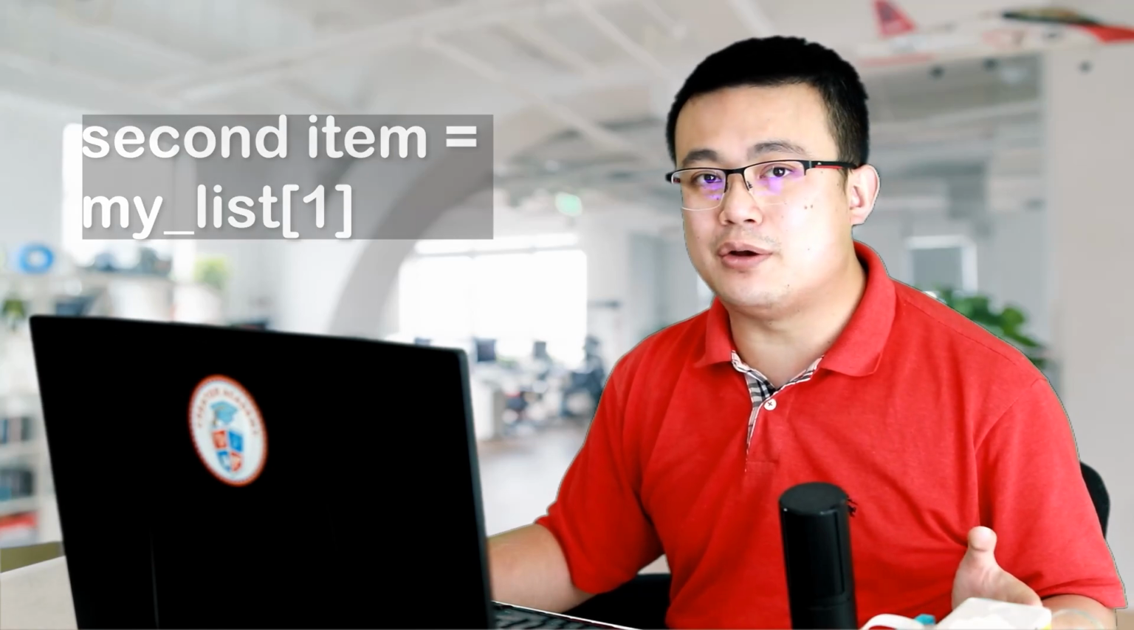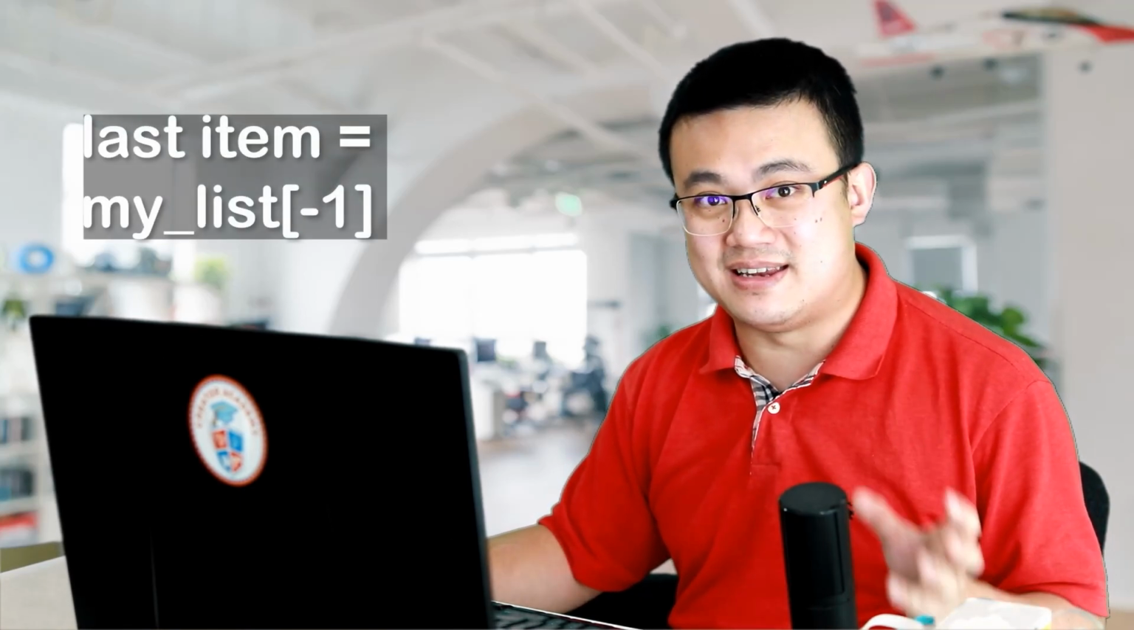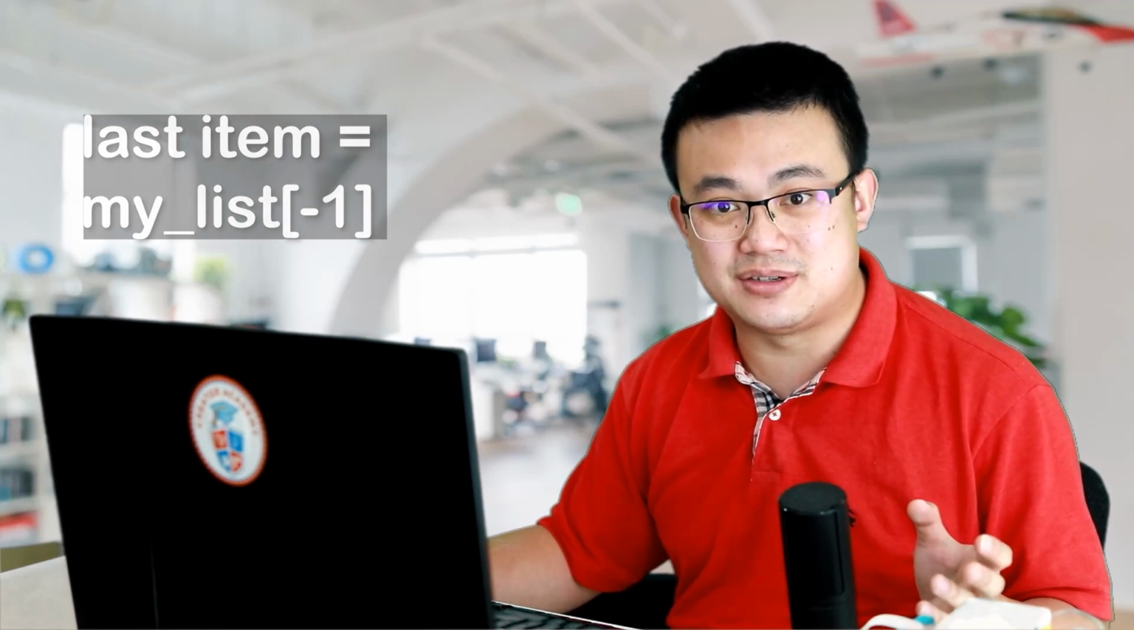If you wanted to go the other way and get the last item of a list, you can use negative indexes. So to get the last item of a list, you just use negative 1. The second last item is negative 2, and so forth.